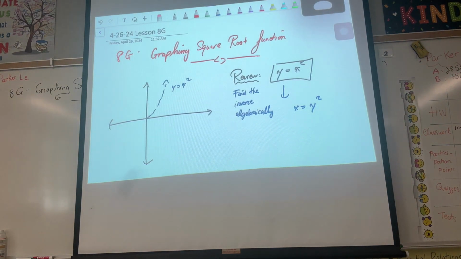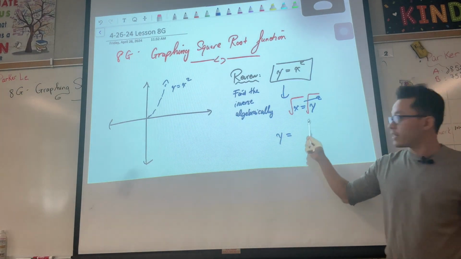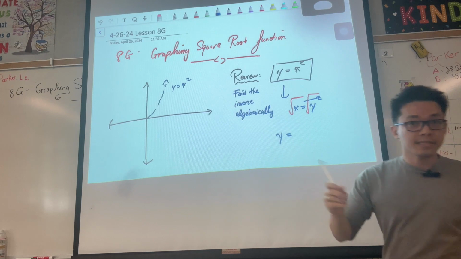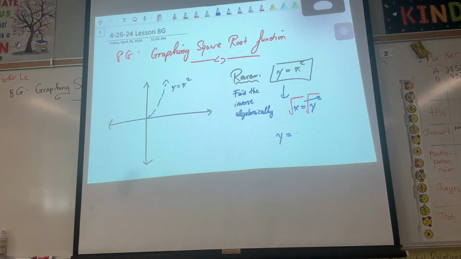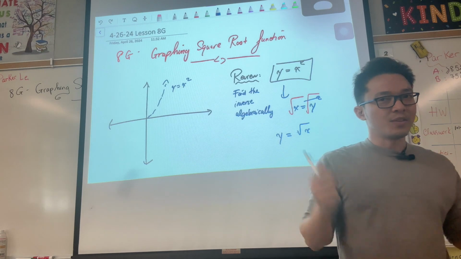Square root both sides. Very good. So square root and square cancel out. Now what do I have on the right side? Square root of x. That's it? Yeah, just say it. You say it correctly. Be confident. You need to have the plus and minus.